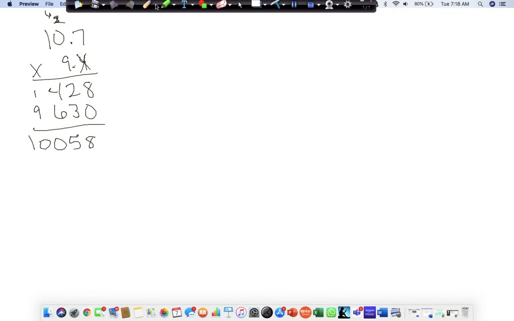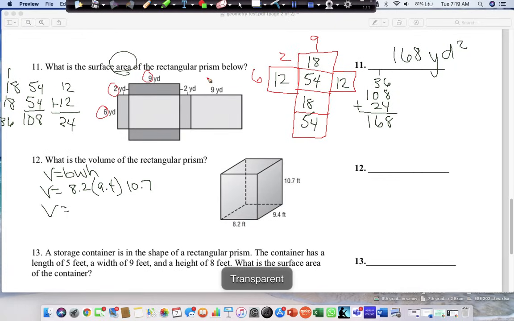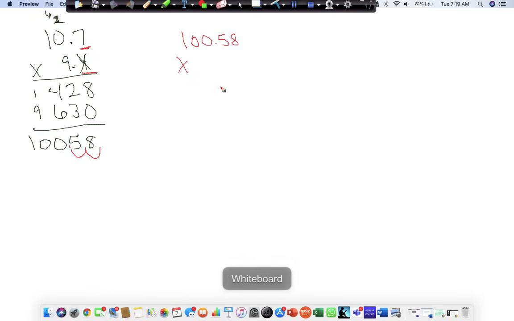We have two decimal places here. Two decimal places, 1, 2. So we start at the back and move it over 1, 2. We are not done yet. We still have to multiply this number times our last dimension, which is 8 and 2 tenths. Again, it did not have to be in that order that we multiplied in. You could have multiplied the other two together and multiplied that by your third. Whichever two numbers you wanted to start with is fine.